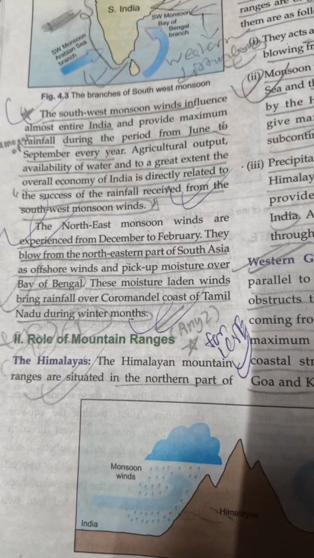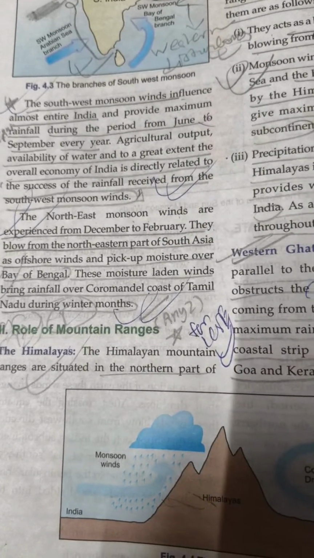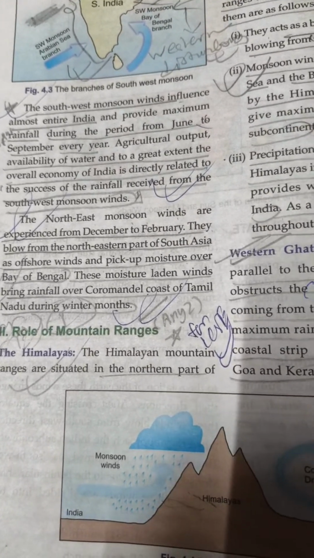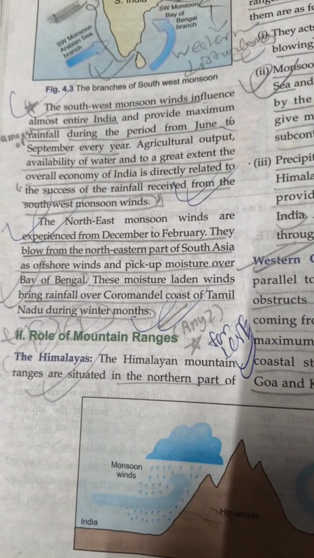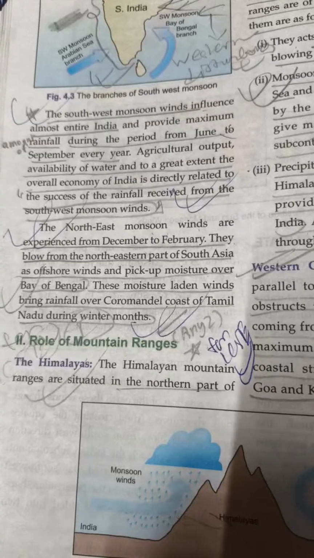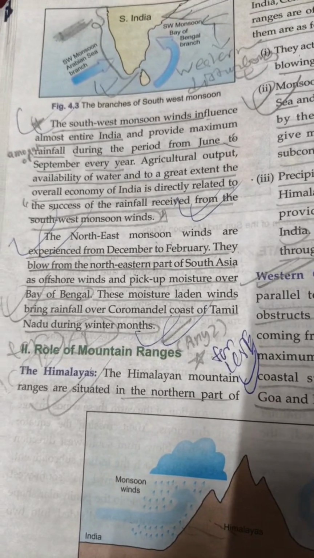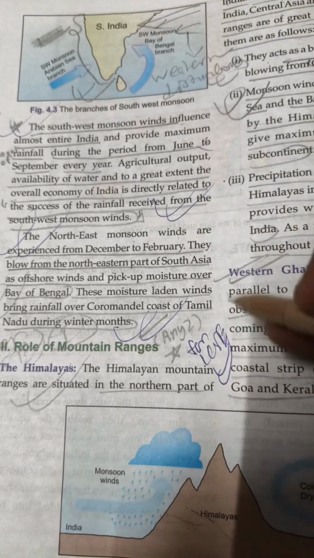They blow from the northeastern part of South Asia as offshore wind and pick up moisture. They blow from which part? Northeastern part of South Asia as offshore wind and pick up moisture over the Bay of Bengal. These moisture-laden winds bring rainfall over the Coromandel coast of India. Just memorize this point, okay? A very important question can come.